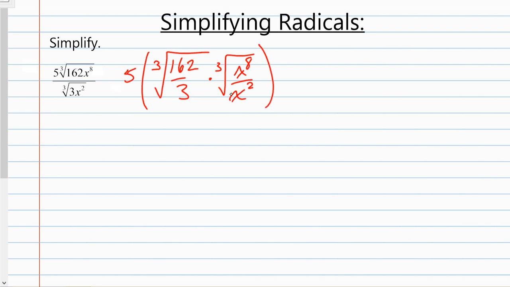So now I can do all of my division before I take my root. So this is 5 times the cube root of, and if I do a little bit of division in my head, let's see, 3 goes into 16 5 times, 3 goes into 12 4 times, I've got the cube root of 54. Use your calculator if you didn't follow what I did there. And then the cube root of, I'm going to be very explicit here, this is x to the 8 minus 2. Just remembering our rules of exponents.